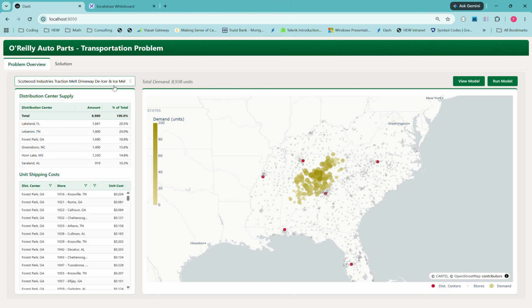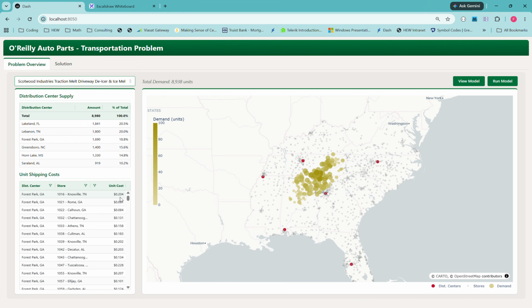For instance, for this de-icer and ice melt, if I was to take it from the Forest Park, Georgia distribution center to the store number 1016 in Knoxville, Tennessee, we're going to say for every unit it takes to move between those 2 sites, it's going to cost us roughly 20 cents. So there's the cost side of things.